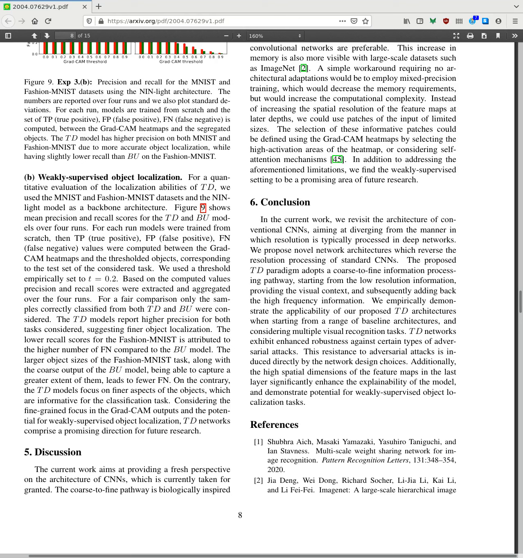We empirically demonstrate the applicability of our TD architectures, starting from a range of baseline architectures and considering multiple recognition tasks. TD networks exhibit enhanced robustness against certain types of adversarial attacks. This resistance to adversarial attacks is induced directly by the network design choices. Additionally, the high spatial dimensions of the feature maps in the last layer significantly enhance explainability of the model and demonstrate potential in weakly-supervised object localization tasks.